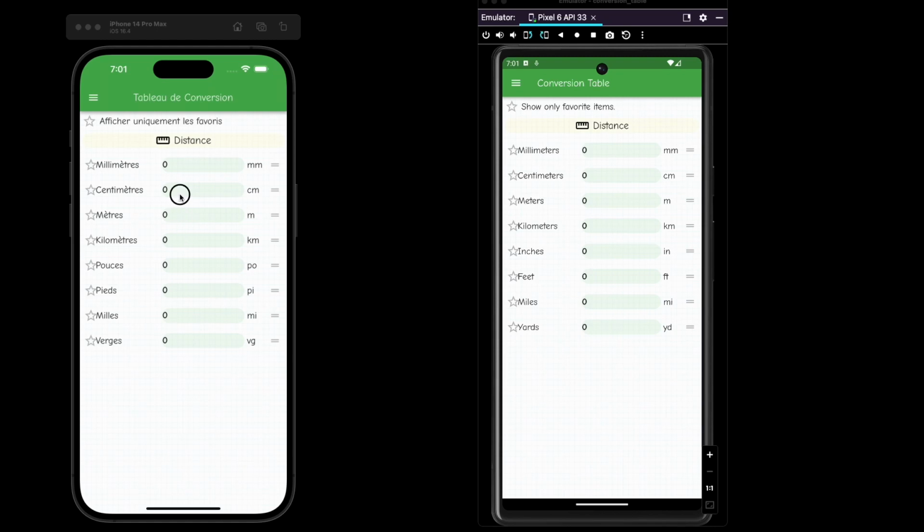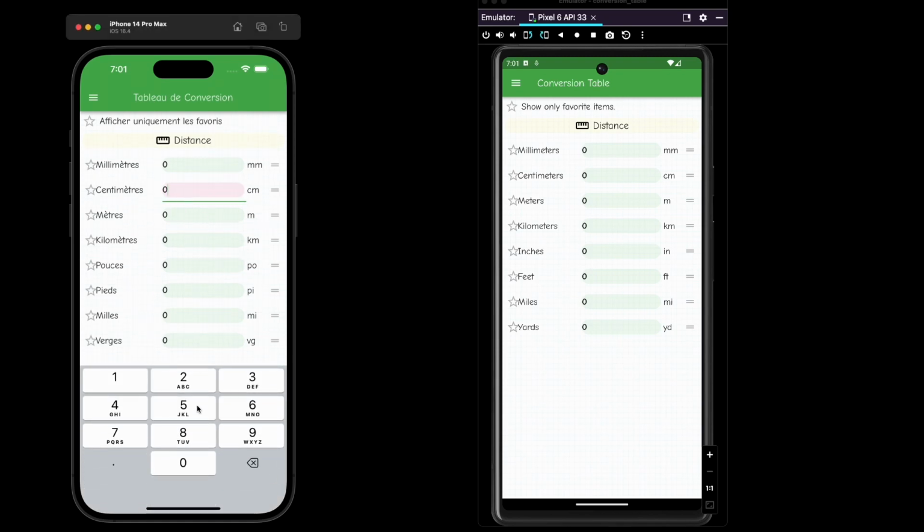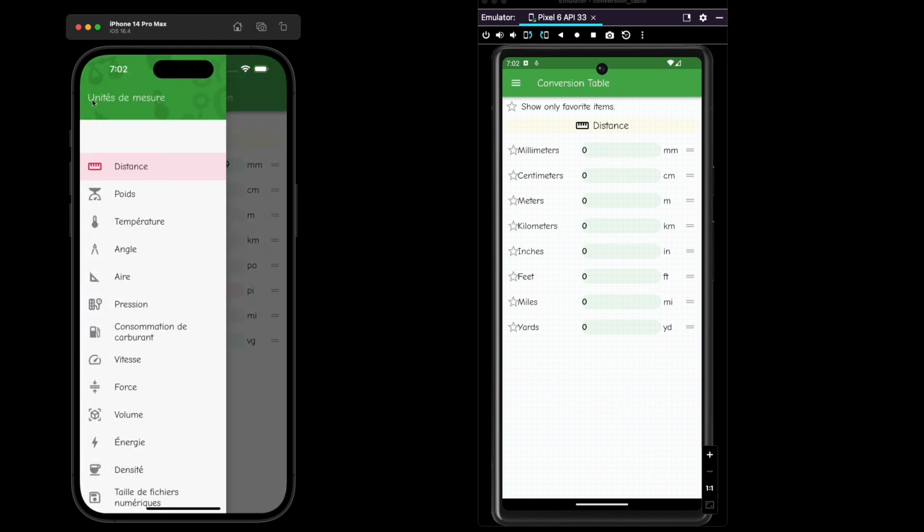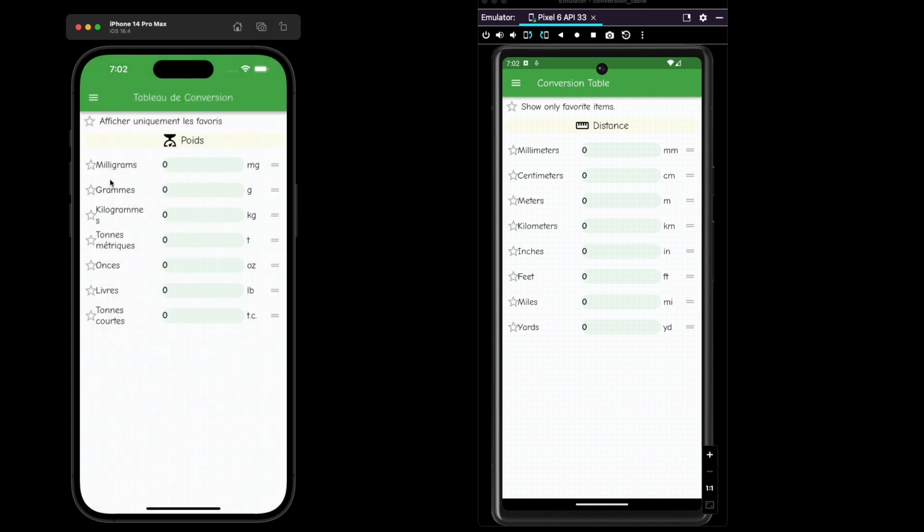Conversion Table is a mobile application that helps you to quickly and easily convert measurement units. It allows you to convert distance units, weights, temperatures, areas, angles, and volume, but also pressure, fuel consumption, speed, force, electric energy, and digital file size.